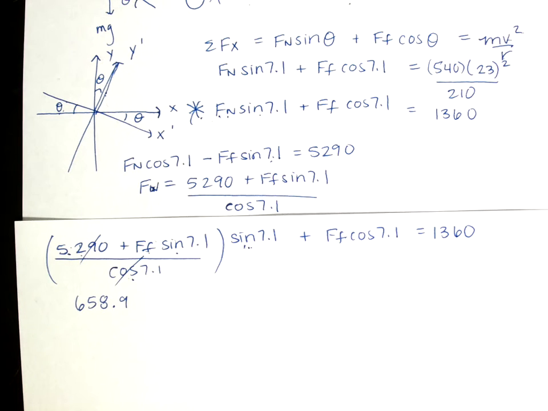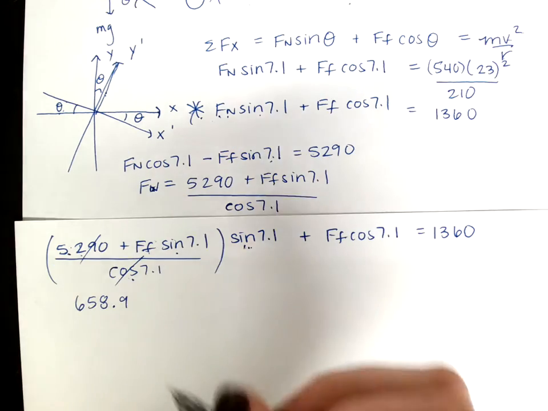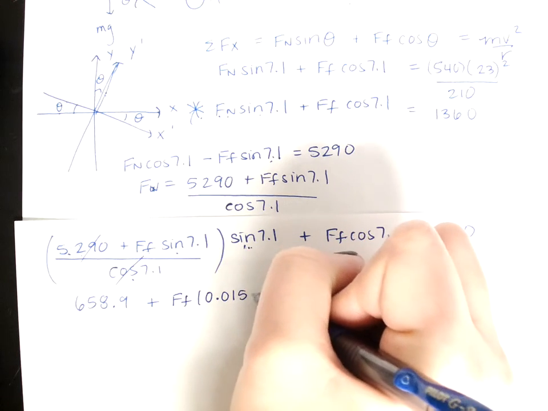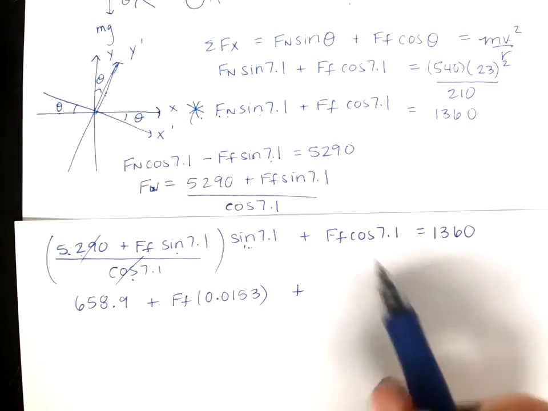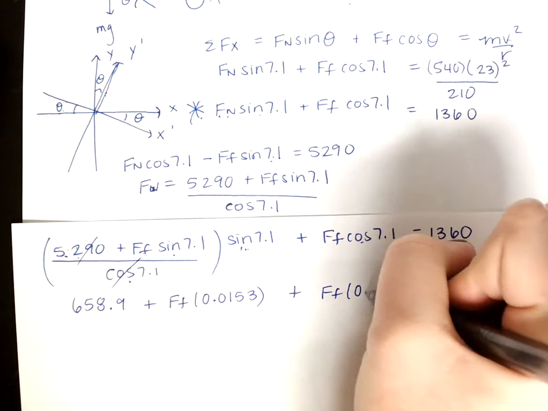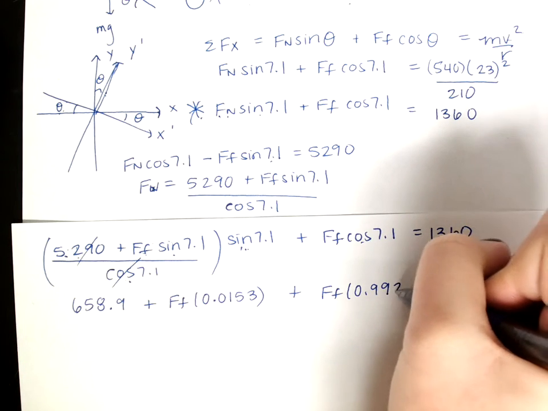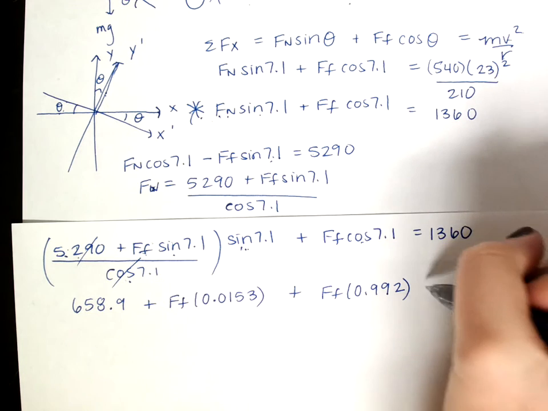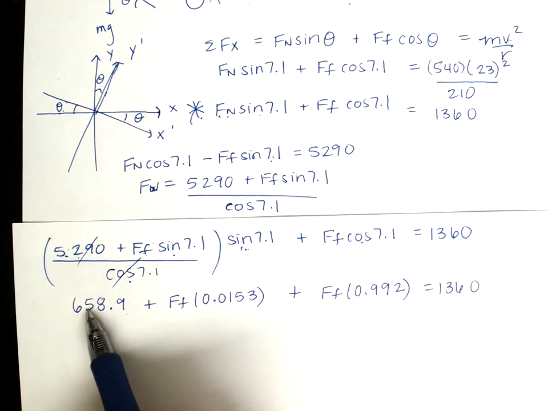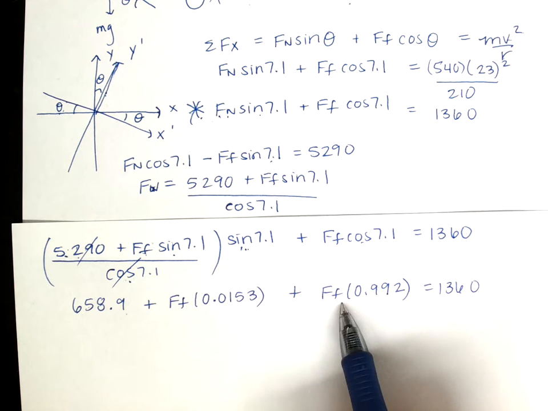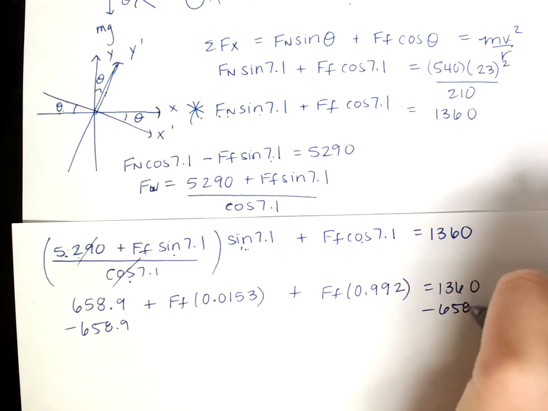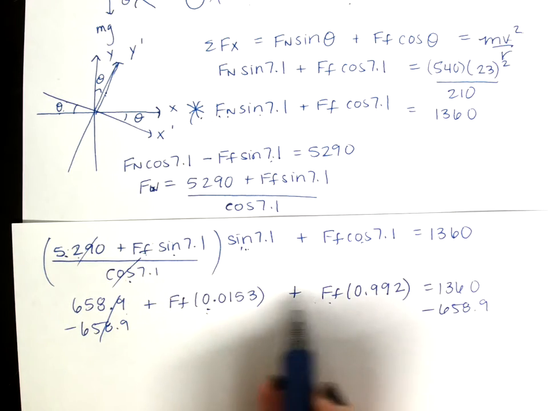Sine 7.1 squared. You get 0.0152, 0.015, and round up, we get 3. Plus, we have another cosine 7.1. Cosine 7.1 is equal to 0.99. So force of friction times 0.99. Maybe we'll go one more digit. Equals 1,360. Okay, I want to put my likes together. So this one is a number, this one's a number. This one has force of friction, this one has force of friction. So I'm going to subtract 658.9 on both sides. And then I'm going to add these two together since they have the same variable, force of friction.